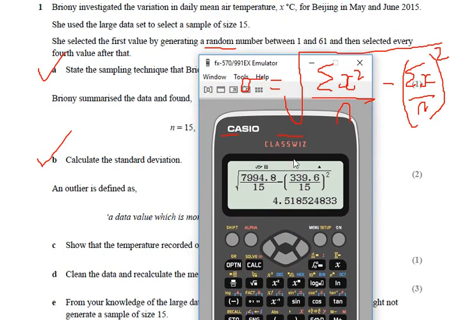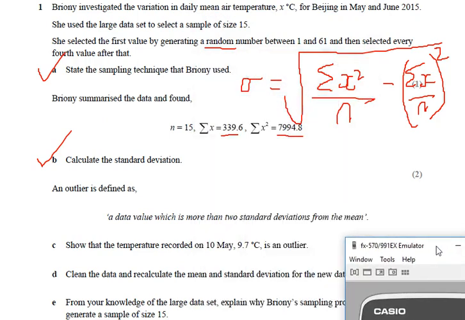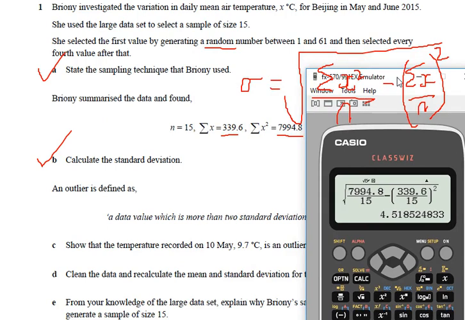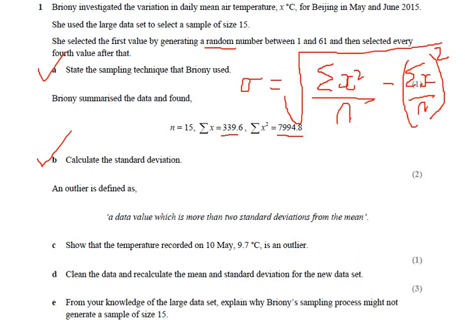4.52. Well, let's do 3 significant figures. Assume that is acceptable. So 4.52. And now a data value which is more than 2 standard deviations from the mean. Okay, so we need to know what the mean is. Okay, so the mean is this thing in the bracket, sigma x over n. Okay, x bar is the total amount of x divided by how many. So let's just do that.